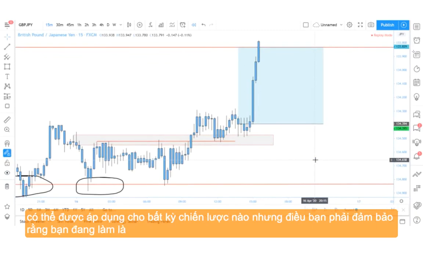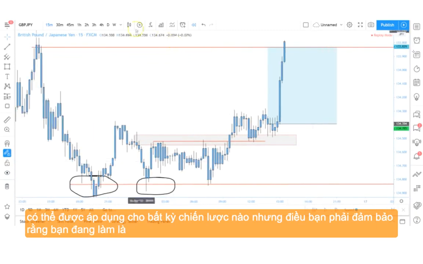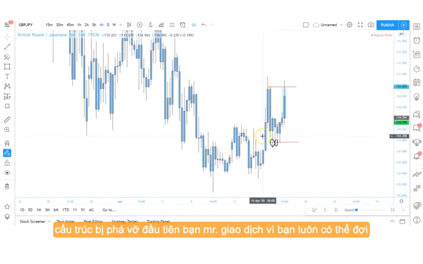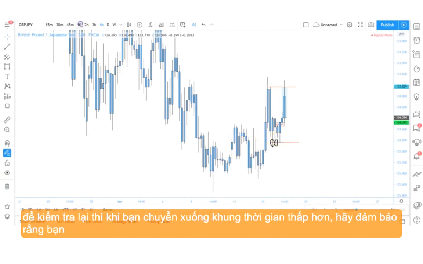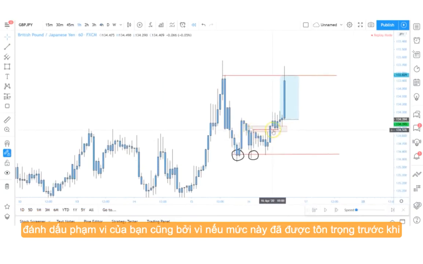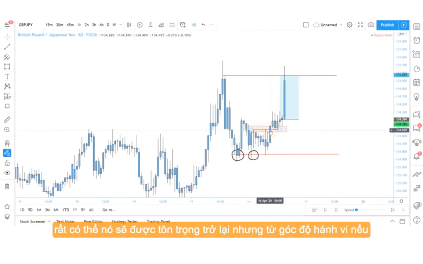It can be applied to any strategy, but what you must make sure that you're doing is you're identifying your structure and how structure is behaving. Allow for structure to be broken first. You haven't missed a trade because you can always wait for the retest. Then when you go down to lower time frames, make sure that you're marking your ranges also, because if this level has been respected before, it's very likely that it'll be respected again.